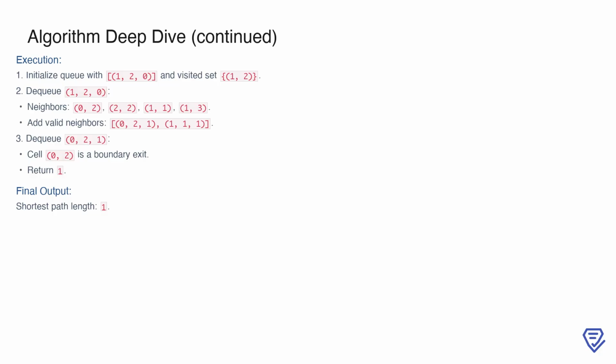Since this cell is on the boundary and is not the entrance, it qualifies as an exit. The algorithm immediately returns the step count, which is 1. This demonstrates how BFS efficiently finds the shortest path to the nearest exit. The final output for this example is a shortest path length of 1.